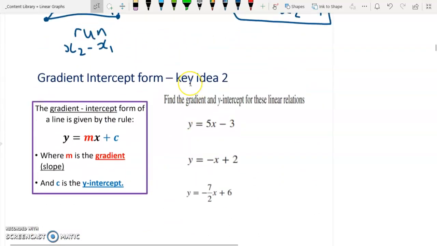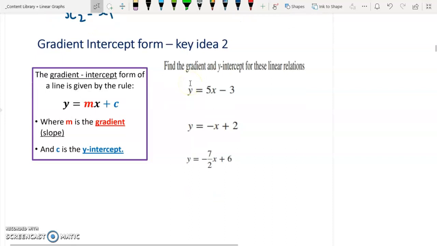Here we're looking at y equals mx plus c. m is the gradient and c tells us the y-intercept. With the c bit, it's the whole thing including the sign, so the sign out the front, positive or negative. What we want to do in this particular example is find the gradient and y-intercept for these linear relations. First off, we're going to start with the y-intercept.